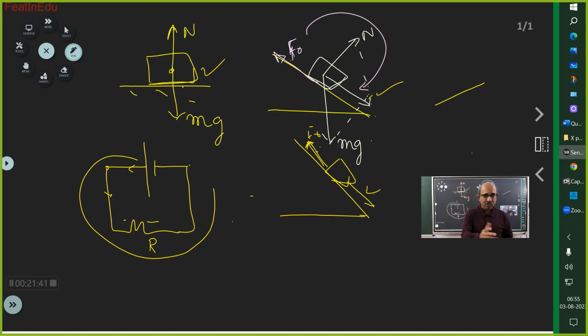If I start pushing you, you will start opposing. Somebody pushes you, initially you will start opposing. To some extent you will go back, but you will not fall. For some duration you are opposing, and your opposition keeps on increasing as the person starts pushing you.